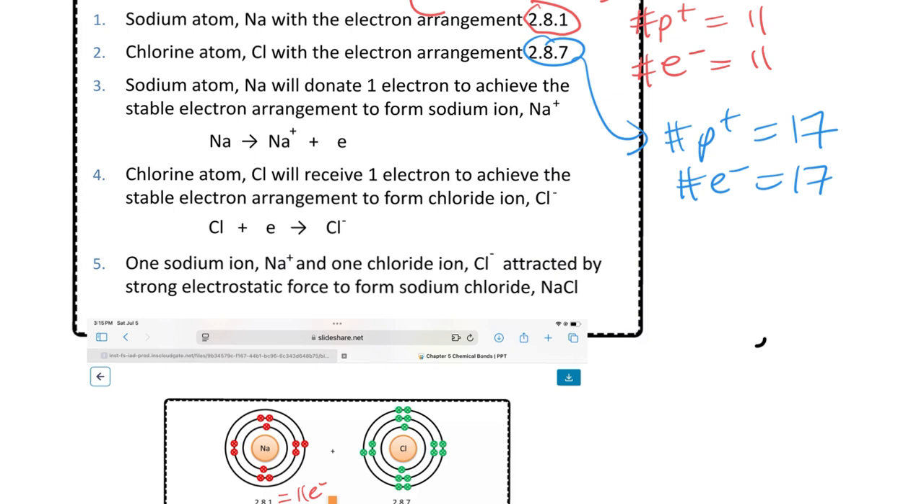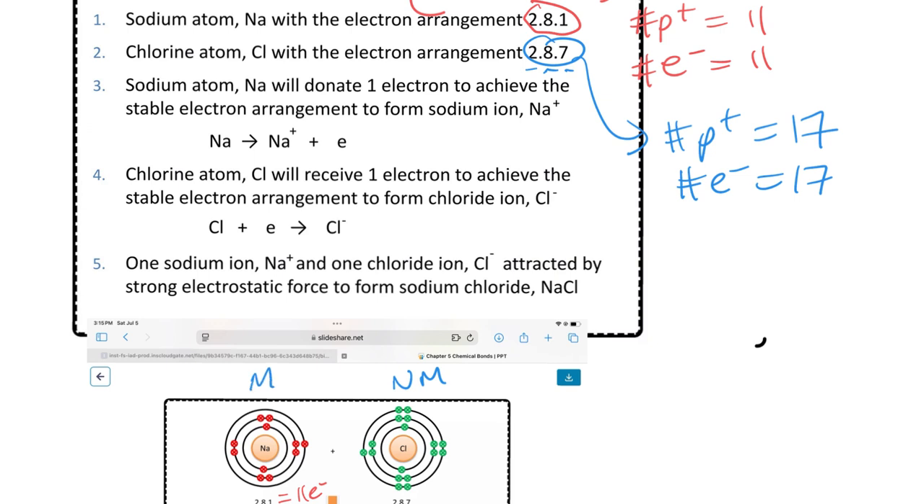Having 3 shells, the first electron shell has 2, the second one has 8 and is filled, and then the third one has 7. Okay, now think about it. Chlorine's a non-metal, and sodium's a metal.